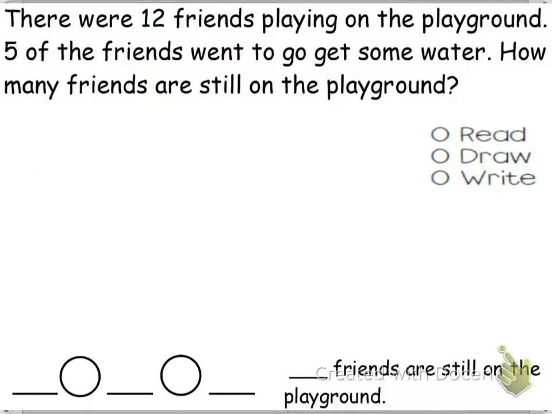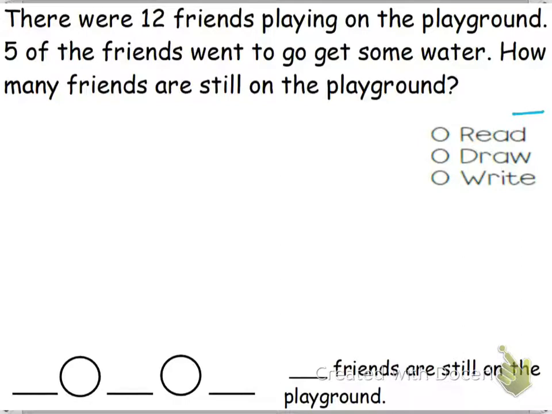Alrighty, guys. So now, let's see how I would solve it. It says there were 12 friends playing on the playground. 5 of the friends went to go get some water. How many friends are still on the playground? Well, what do I notice? 12 friends were playing on the playground. 5 of those 12 friends went to get water. We have to figure out how many are still on the playground. Oh, so 5 went to go get water. That's 5 that were taken away from the 12. So that means we are subtracting.